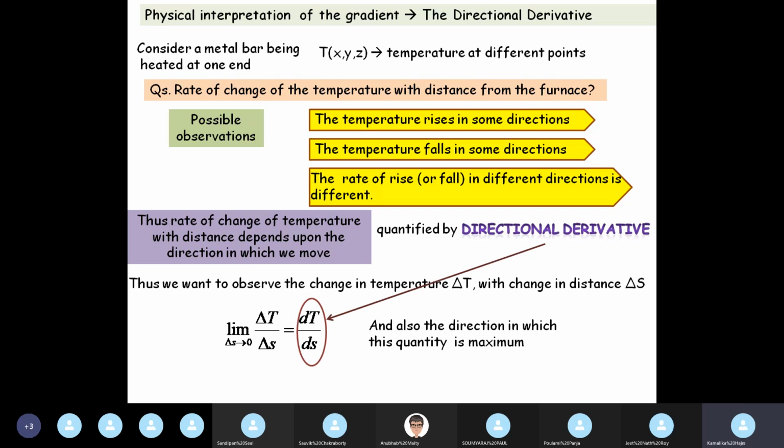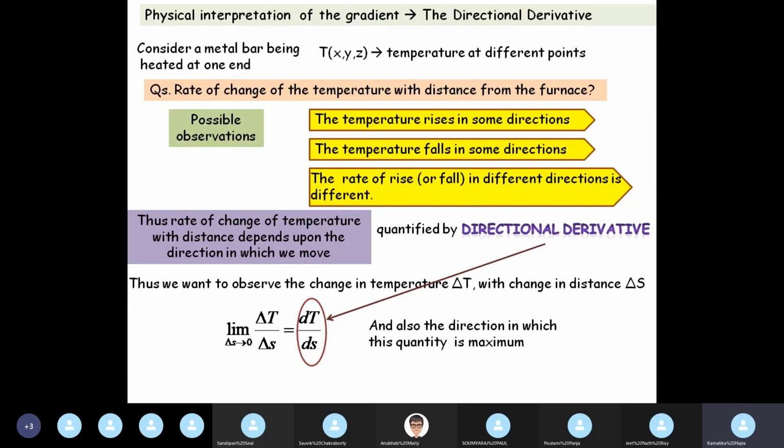So this quantity dT dS is the mathematical expression for the directional derivative. When you are asked to find the directional derivative of a function, you find the derivative of the function with respect to distance, and we'll see how the direction is also playing a very important role. Qualitatively, I hope you have understood that this quantity is direction dependent, right? Now we'll see how quantitatively also we can see that it is a direction dependent quantity. Although it is a scalar by itself, it depends on the direction.